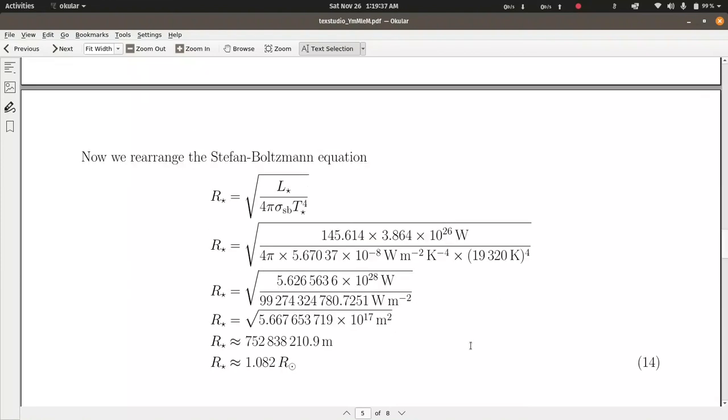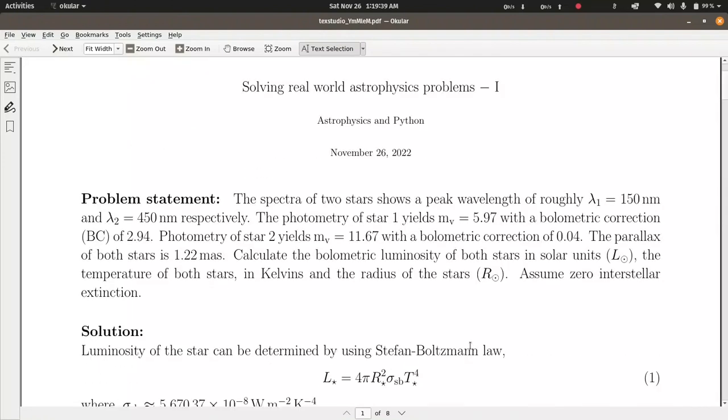So these are the values for the luminosity, temperature and the radius of the star.